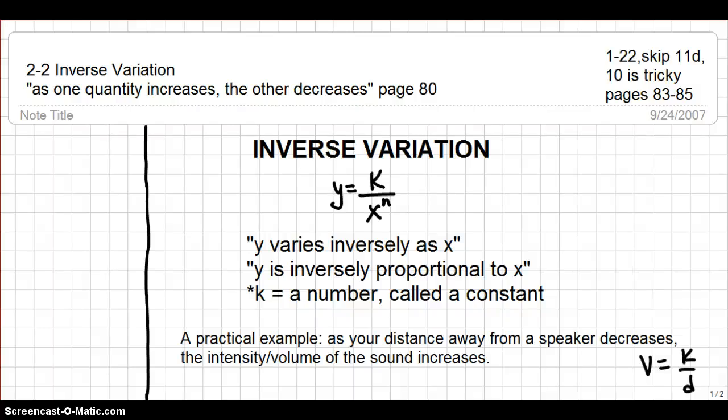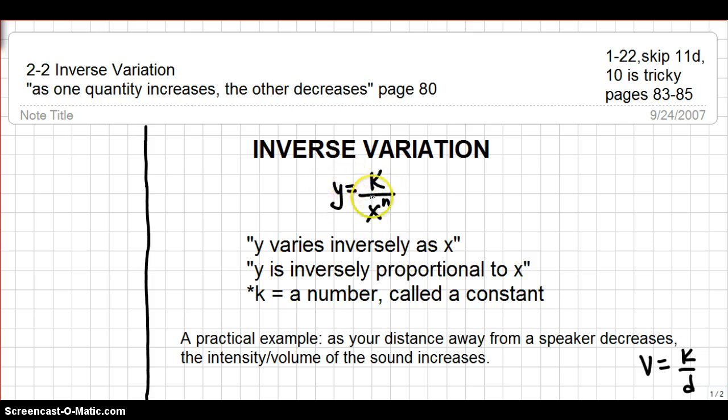This lesson is for Advanced Algebra, Lesson 2.2 on inverse variation. When students are working with inverse variation, it's important that they remember that an inverse situation has one quantity increasing while the other is decreasing. One's going up while the other's going down.